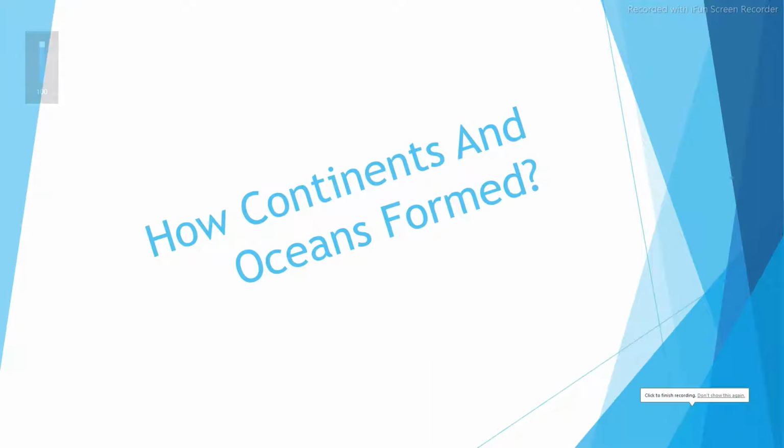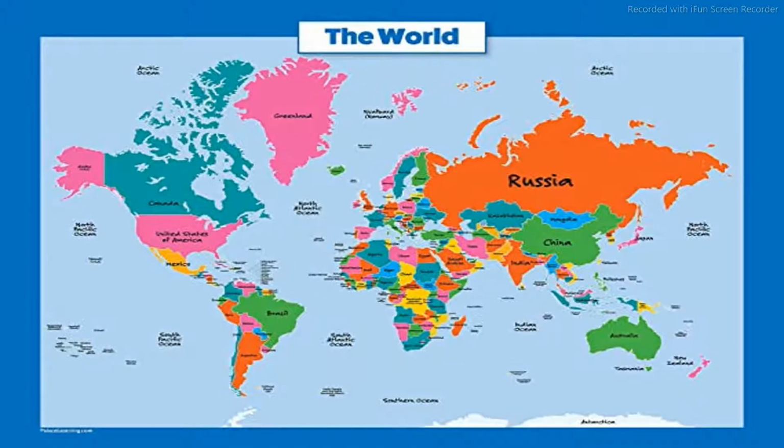You have read earlier that the Earth's surface is covered by land and water. The large areas of land are known as continents. Look at the maps of the world given here. You will find that there are 7 continents. These are Asia, Africa, North America, South America, Europe, Australia and Antarctica. India is a part of Asia.